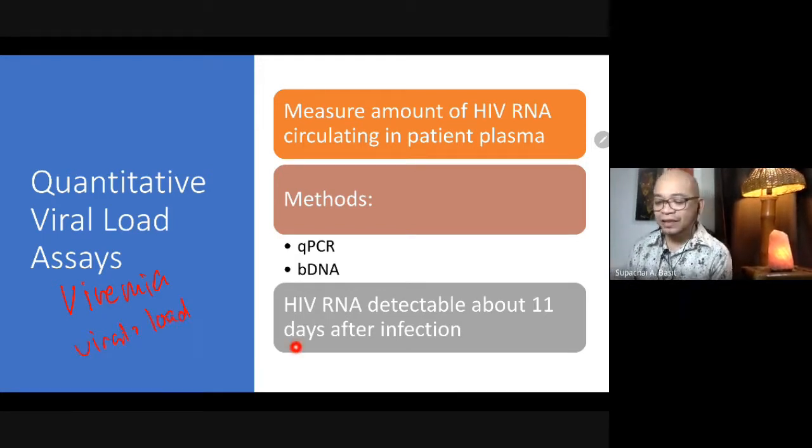The quantitative viral load assay measures the amount of HIV RNA circulating in the patient's plasma. The method is through qPCR and branched DNA amplification. Do you know that HIV RNA is detectable about 11 days after the infection? So if you want early detection, then this is the one that we should be doing, not the antibody testing, because it will take time. As I told you, seroconversion will take about 3 months.